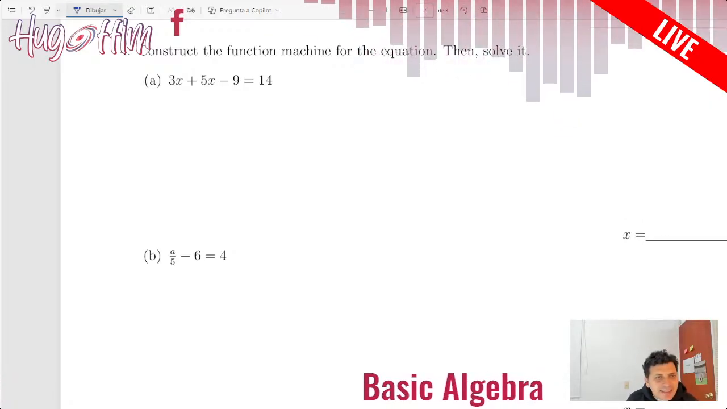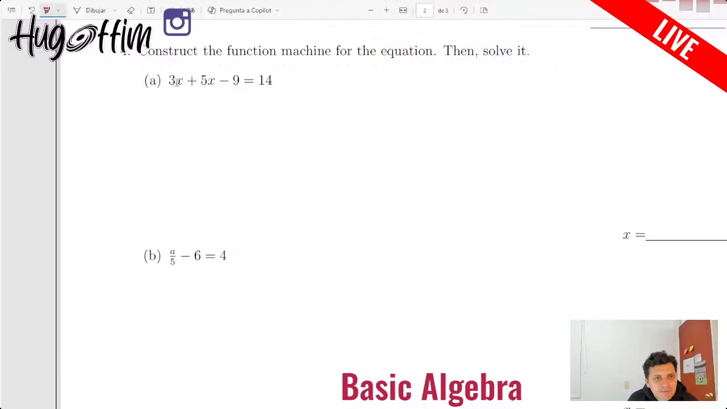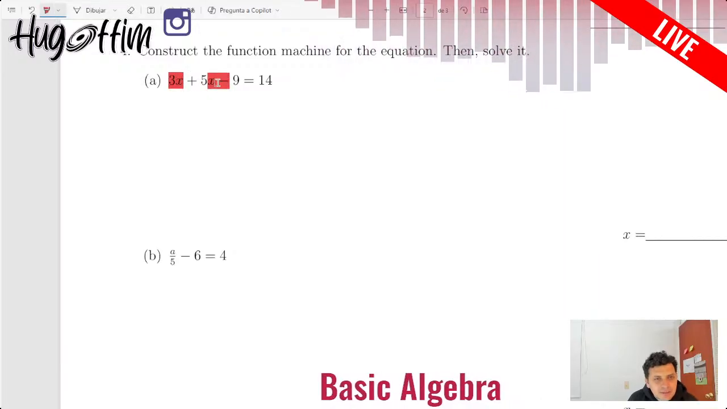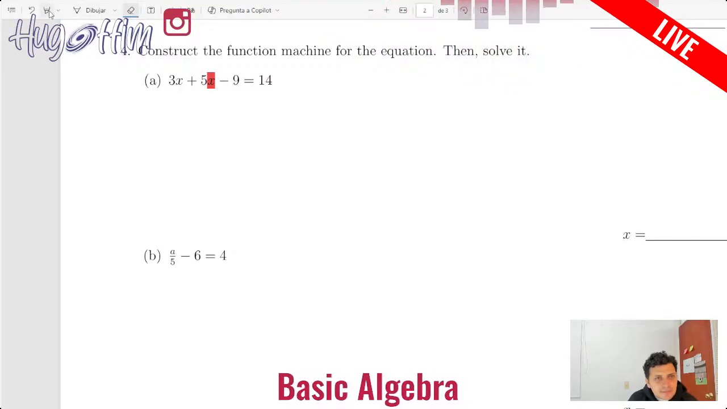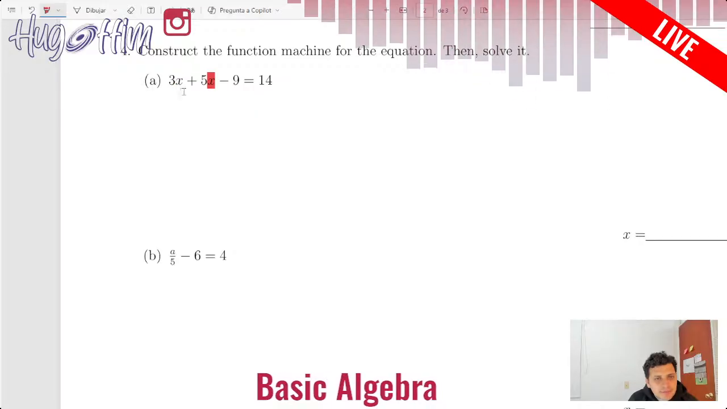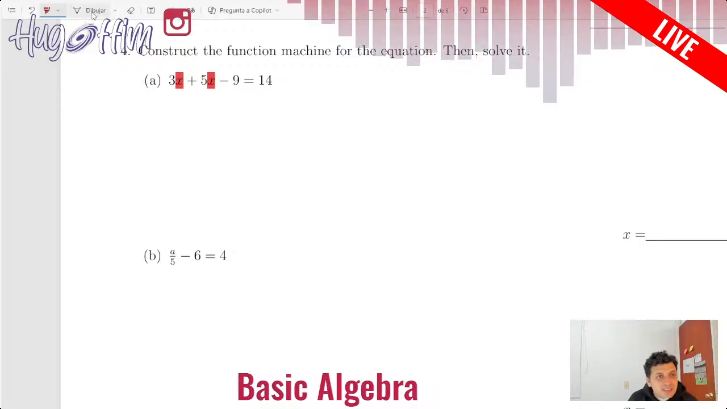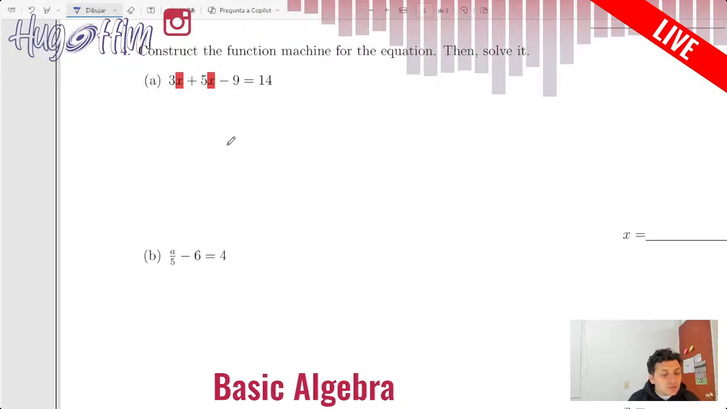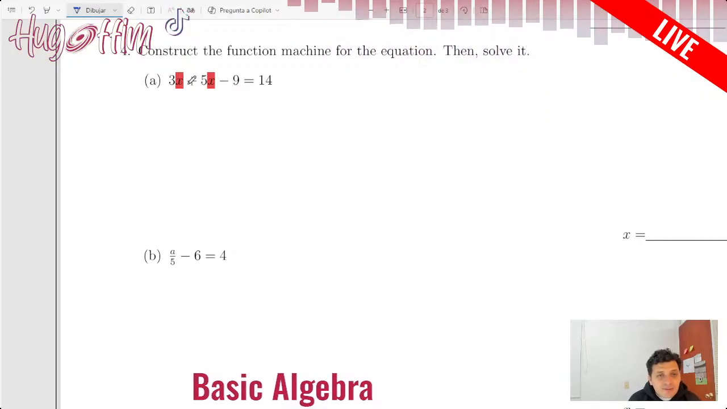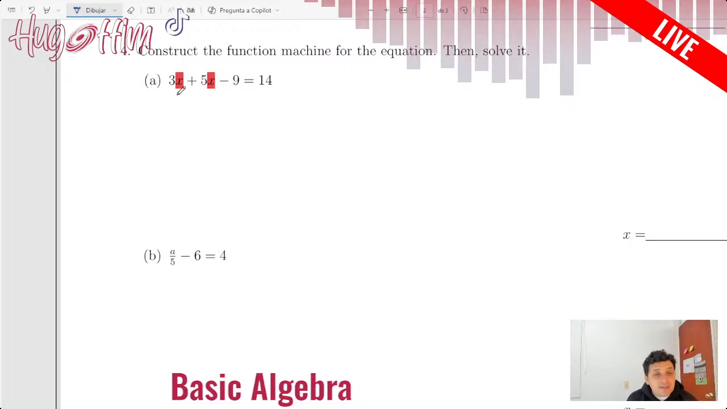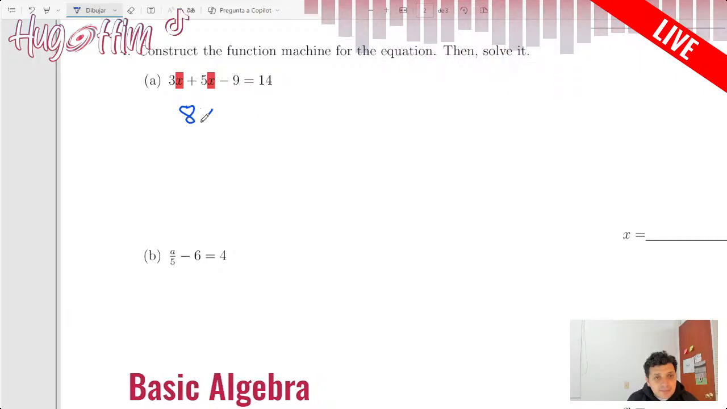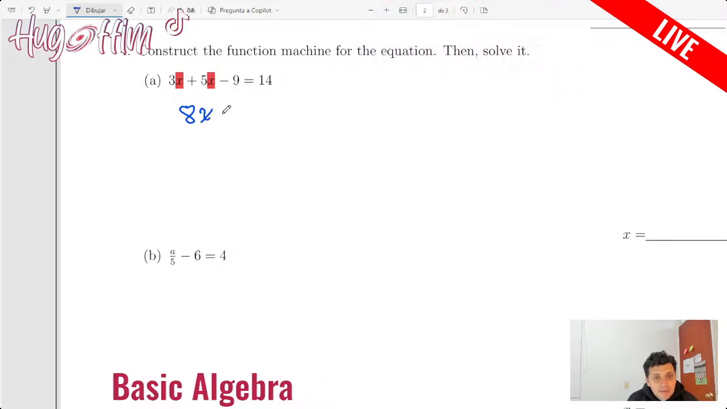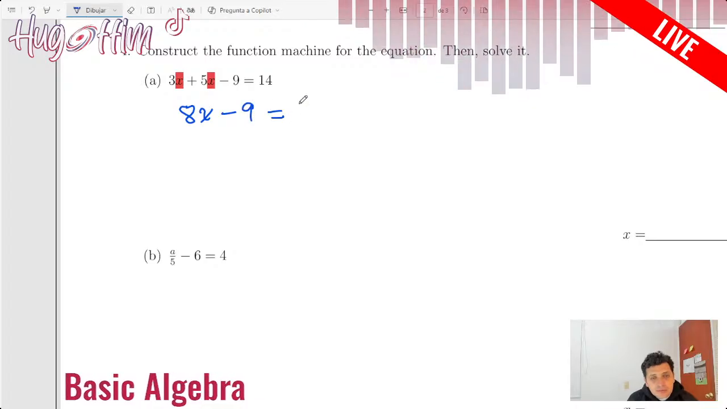In this case, I need to simplify the expression first. Look at that, I have like terms here. Both have x. So I need to simplify the expression before I continue. 3x plus 5x, $3 plus $5, 3 dogs plus 5 dogs. It's going to give you 8x minus 9 equals 14.